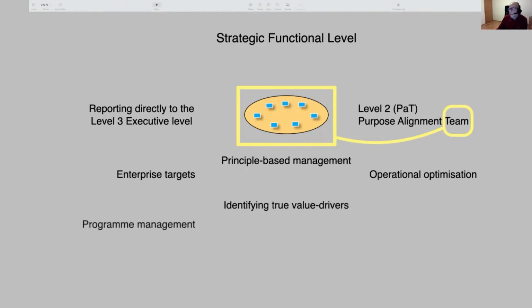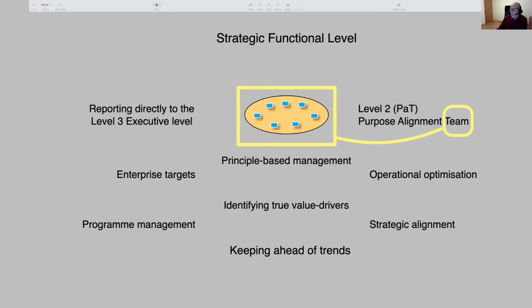And by identifying true value drivers, the team sets out the program management and strategic alignment of the level 1 work groups. The team keeps ahead of trends through its own external networking and information from level 1 and 3. And in our research, we found that this level in particular was so involved in fingers in management that they seldom took the opportunity to take on this more executive function.